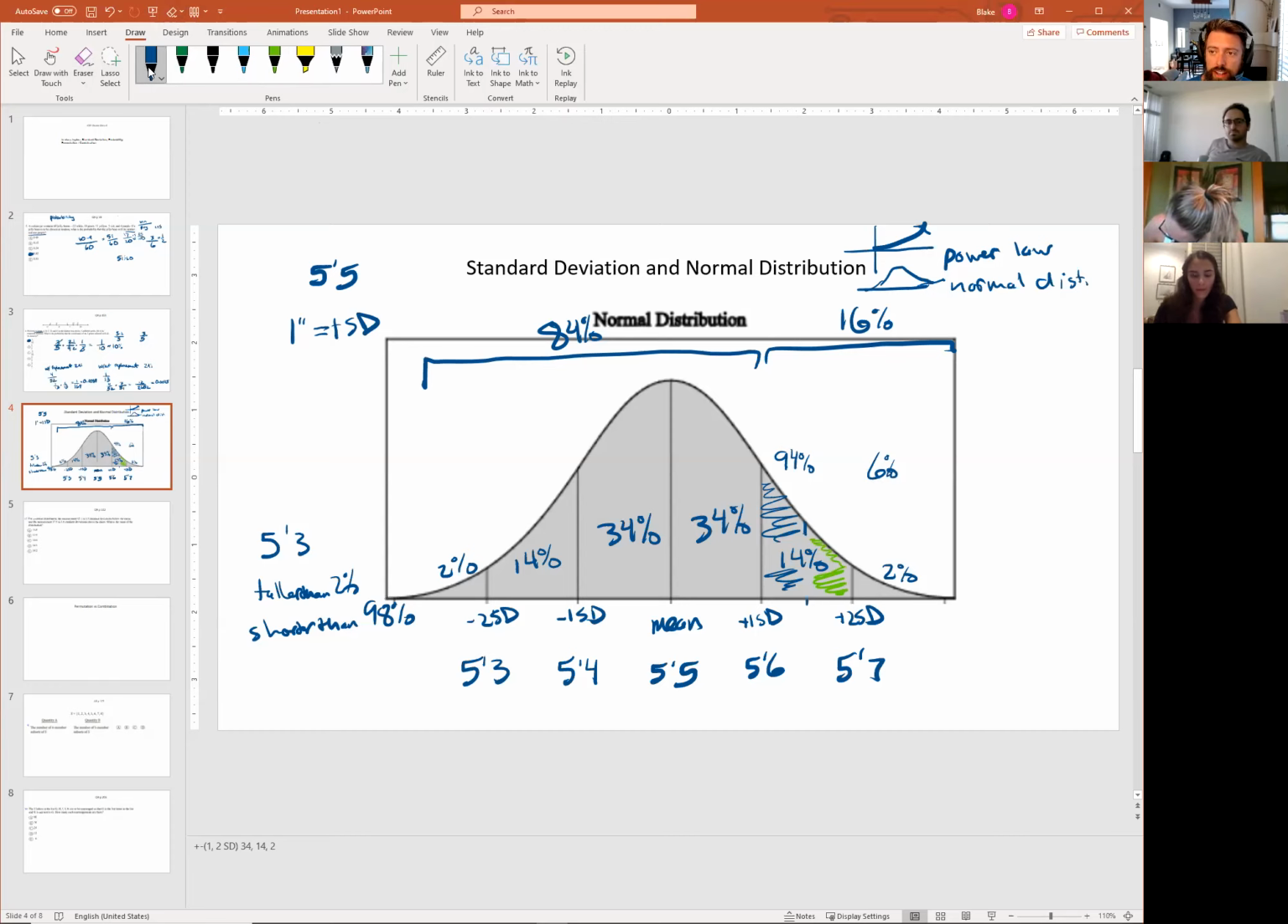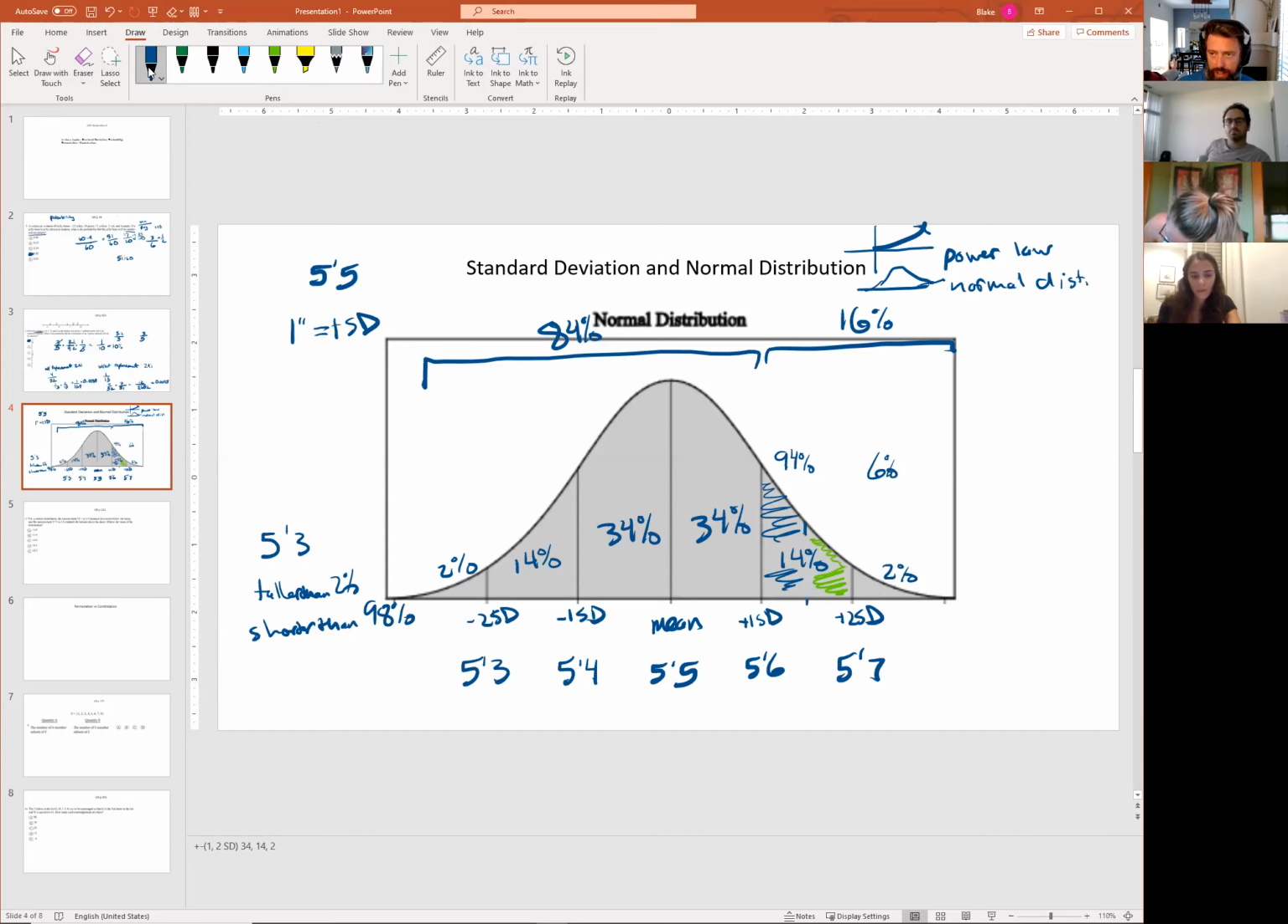Now, if they're trying to get you to estimate on a normal distribution, it's also called the bell curve, this is as hard as they'll go. So I just want you guys to see a full understanding of this.